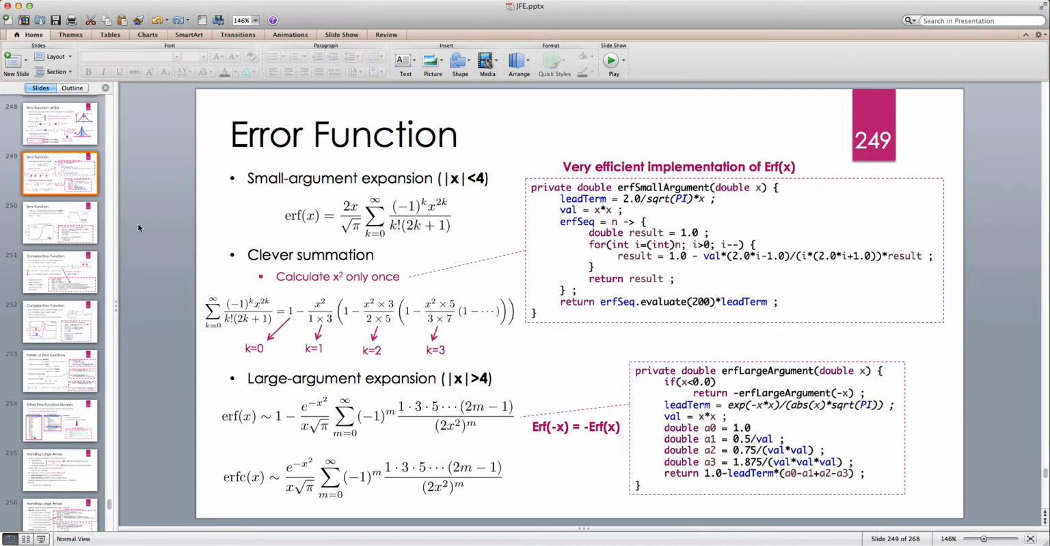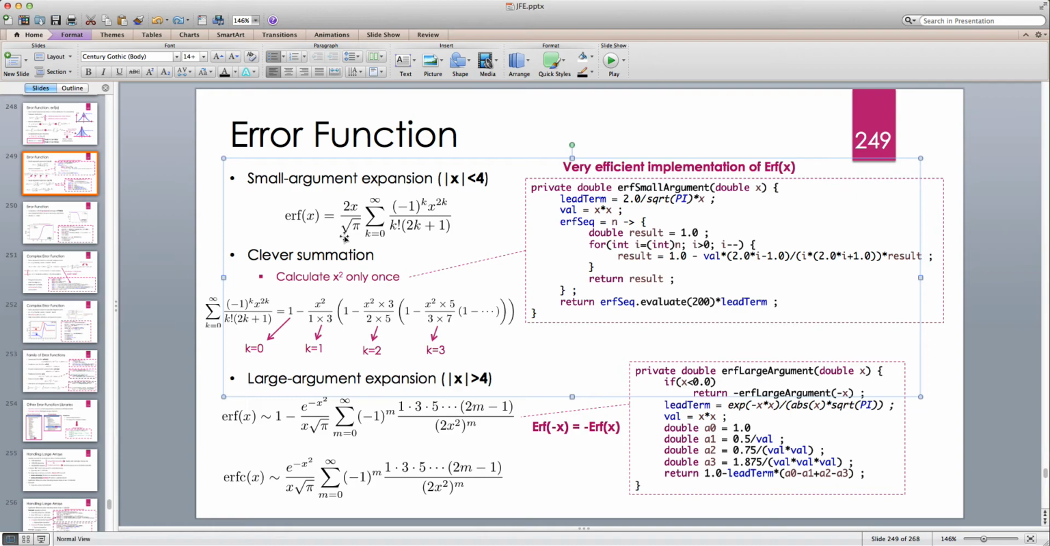Now, how do we implement the error function in Java in a very efficient way? So a small argument expansion: again, we always look for power series that converge to the value of the function. And typically we have the power series about x equals 0, which is a Taylor or Maclaurin series. And here I have this power series, and it works very well for x magnitude less than 4, so x between minus 4 to 4.